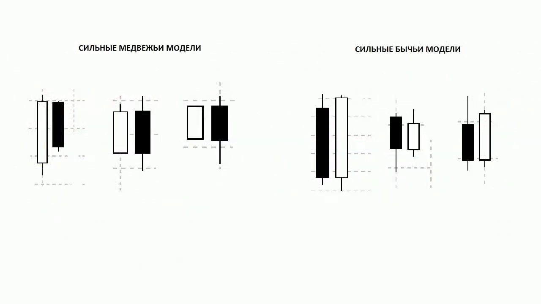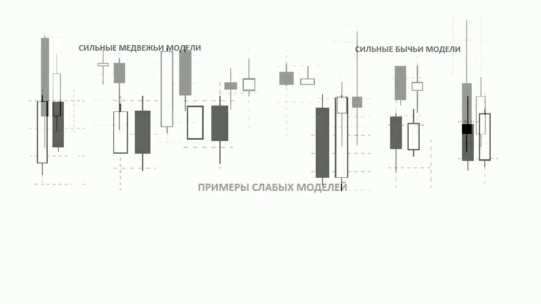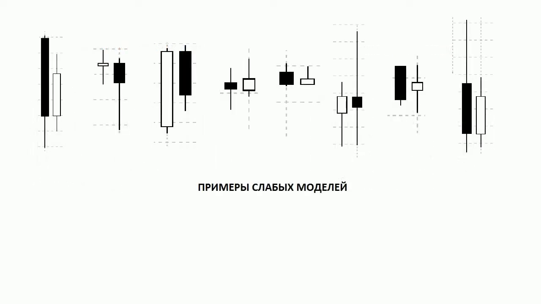Also, models are strong and weak. A strong model is the model in which the bodies are almost the same size, that is, at least 80% absorption and no large shadows. A weak model has inverse characteristics. Let's look at examples from the charts.